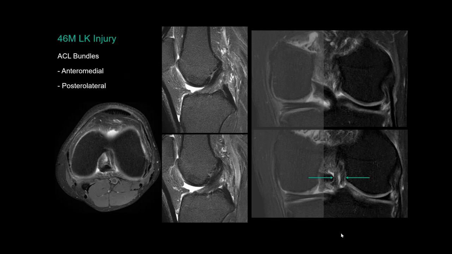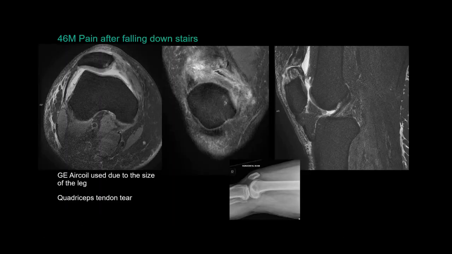In this 46-year-old who sustained a quadriceps tendon tear distally, sometimes it can be quite subtle, and you can pick up clues on the coronal, but the sagittal will be the one that gives you the diagnosis. You can see a fluid cleft extending through the tendon. In this case, because this is a complete tear, we actually had to use the air coil due to the size of the leg. The patient couldn't fit into the standard knee coil.